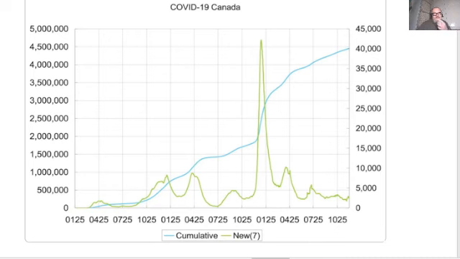Hi there, students. Here we have a graph description, and this picture here is the graph that we are looking at. This is for level C2, and it's showing COVID-19 cases in Canada, both a cumulative line and individual new cases.